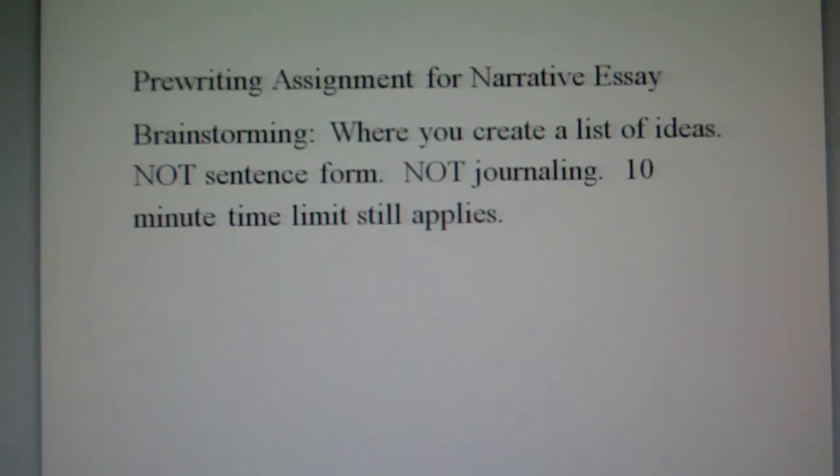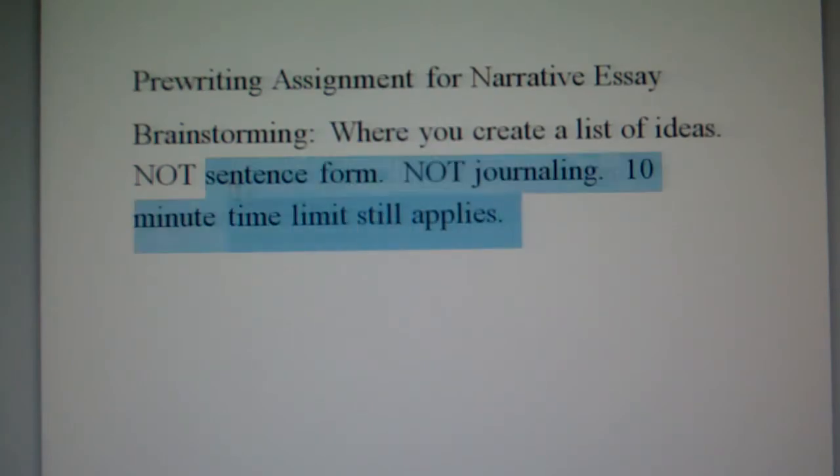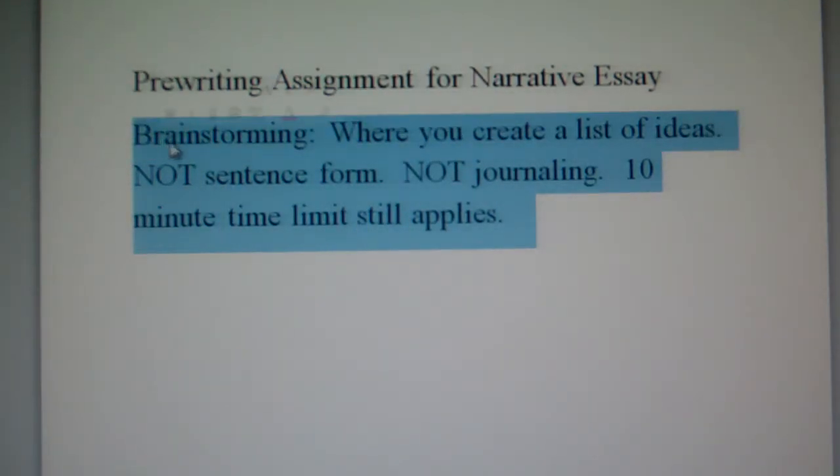Now we've covered free writing, and now we just covered brainstorming. And remember, you're just picking one of these techniques to do for the pre-writing assignment. You don't have to do all three. Again, pause it if you need to jot down these notes. You can pause it now, but I'm going to go ahead and remove them.